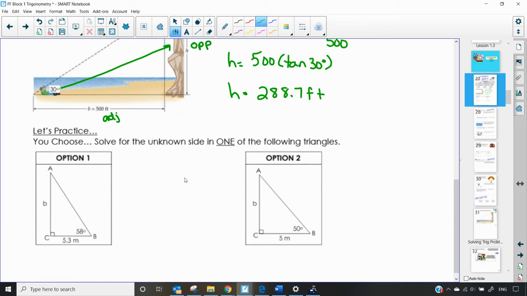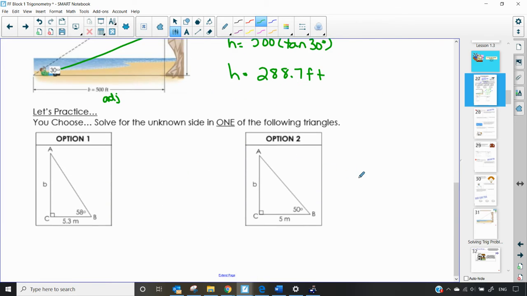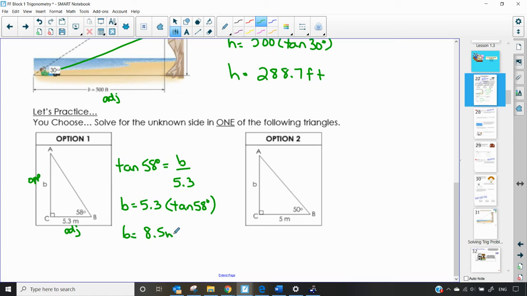All right, so I want you to pause the video and try one of these examples in the notes that you have. All right, so for the first question here, you would have had tan 58 equals b over 5.3, because b was our opposite and this was our adjacent. Because our numbers on the bottom were multiplying, b is going to be 5.3 times tan 58. And that would give me 8.5 meters.